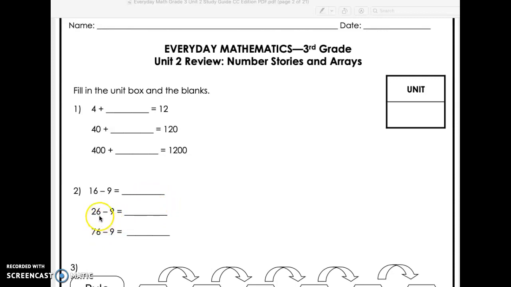Again, with this one, the 6 and the 9 are the basic numbers, so we know that's a 7, and we'll just take away 1 from the 7, and that would be a 6. So the answer is 67. That's how they want you to get your answer.